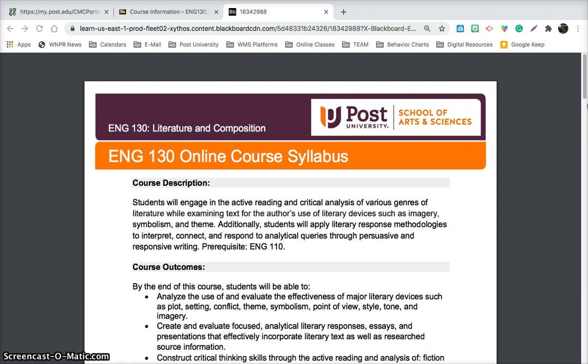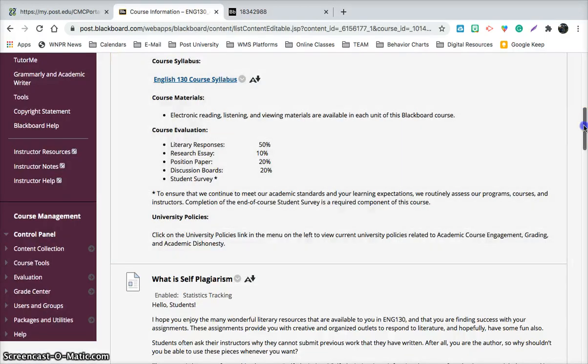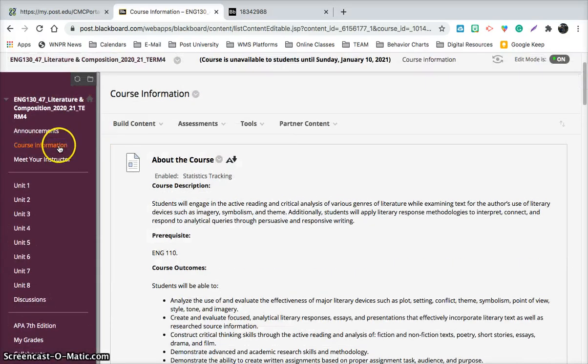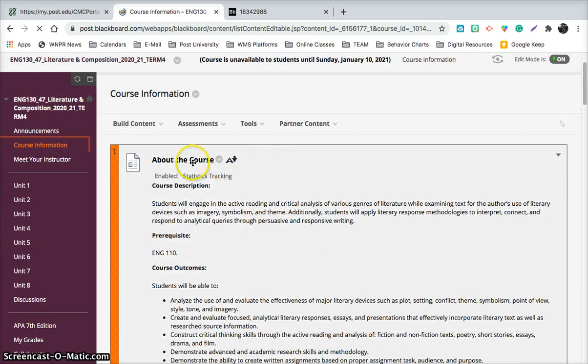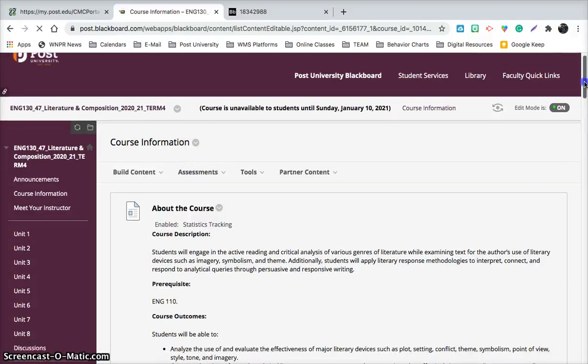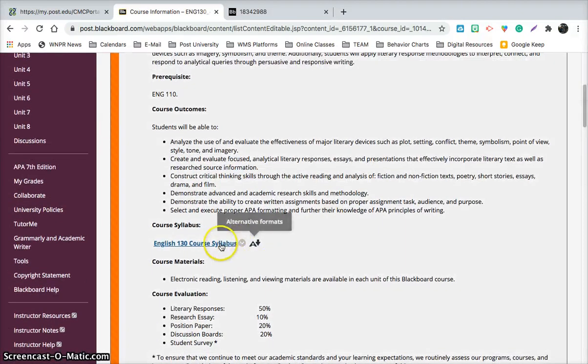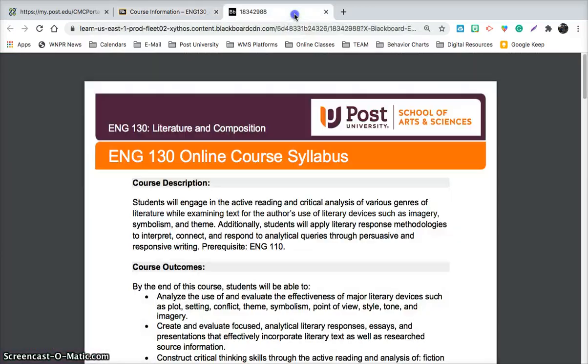Today I will be going over the course syllabus with you. In order to access the course syllabus in the future, it is under course information. If you go under course information, we have about this course, and there's a little blue link here. It says English 130 course syllabus. You'll be able to access this document there.